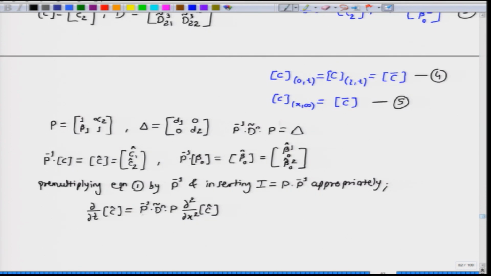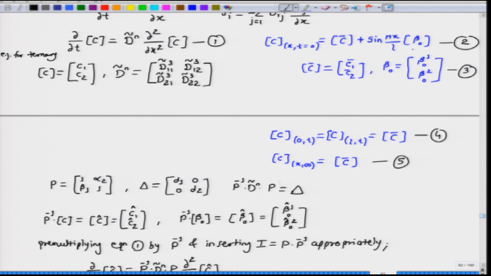And so this P inverse times d tilde times P is nothing but the matrix delta. So we can write ∂C cap/∂t is equal to delta times ∂²C cap/∂x². We can do a similar operation for the initial and boundary conditions.